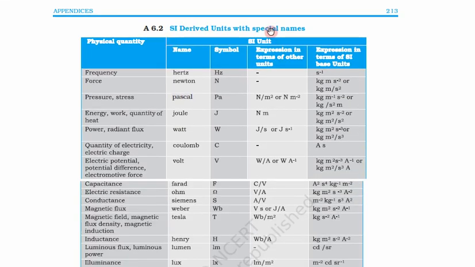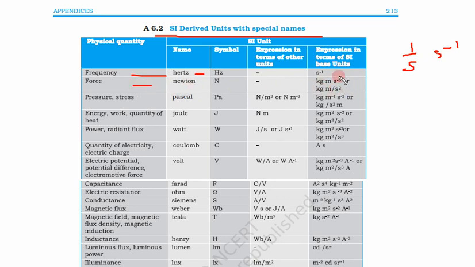SI derived units with special names. There are some units which have some special names associated. Frequency is also a derived unit of per second, 1 by second, or we can say second inverse. So what is this called? This is called hertz.